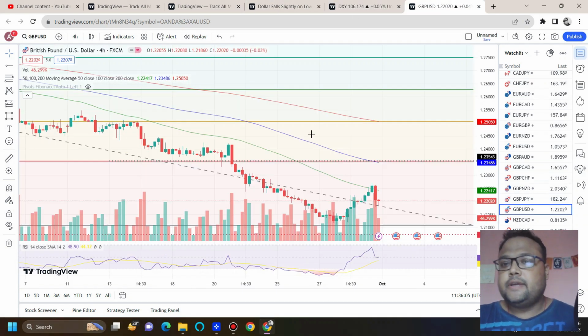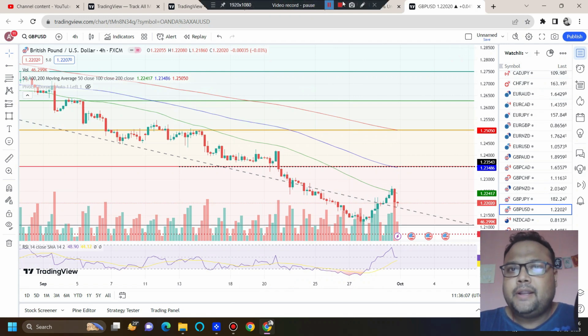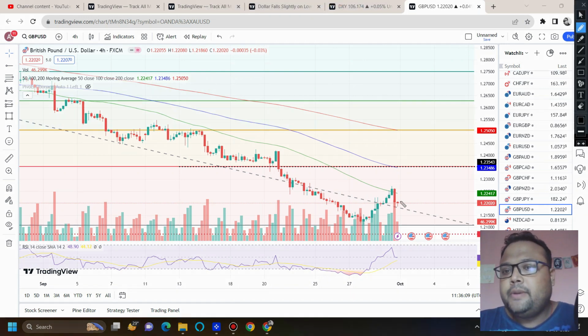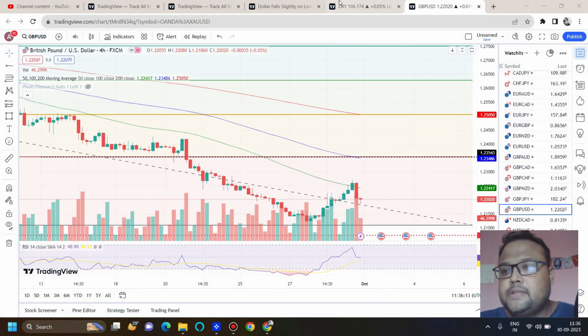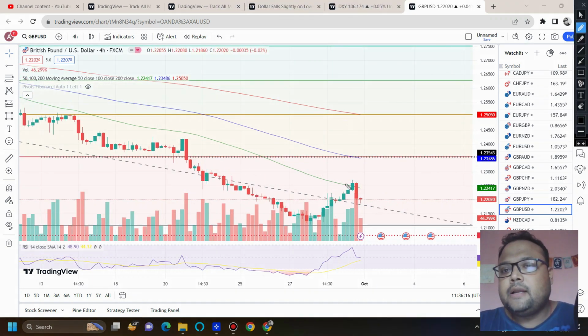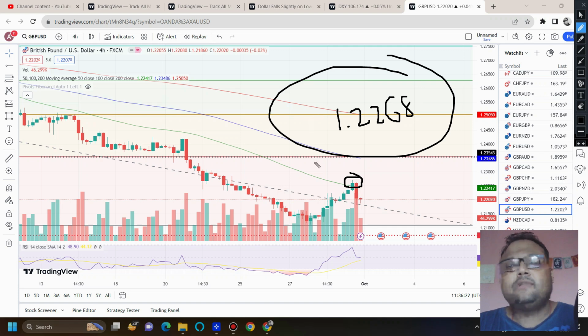Where is GBPUSD? Yes, there it is. So on Monday, after the market opening, if you see GBPUSD going up again, now listen to me. Observe the market around the previous high here, around 1.2268. This was the previous high. Observe the market behavior. If on Monday the market acts like a typical Monday market, then obviously there will be very low volatility. And if the market reverses from here, you can look for a sell position.